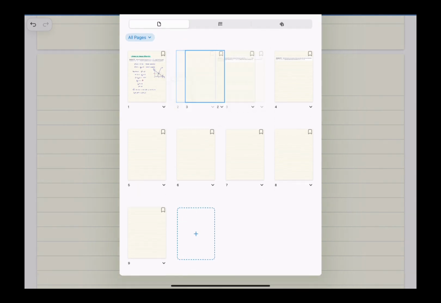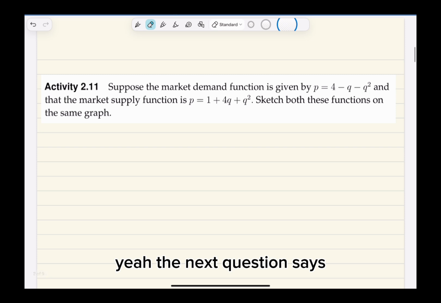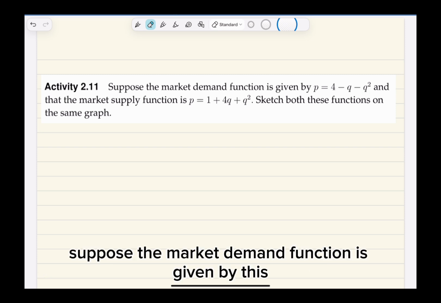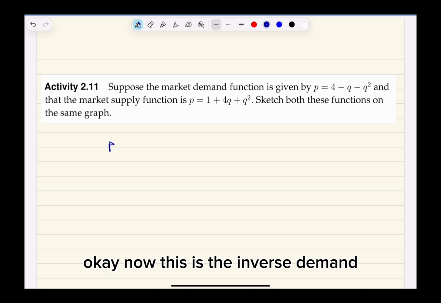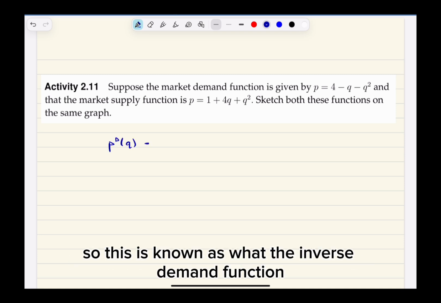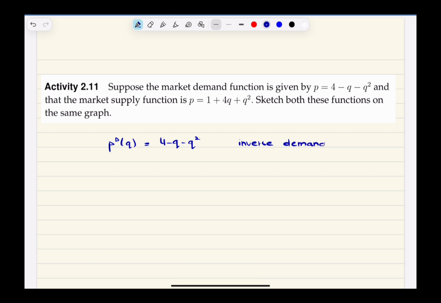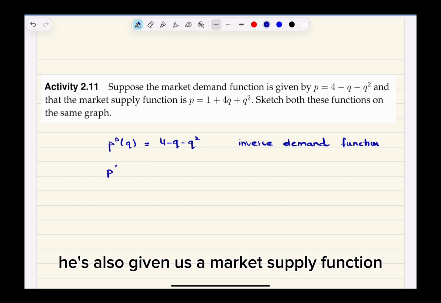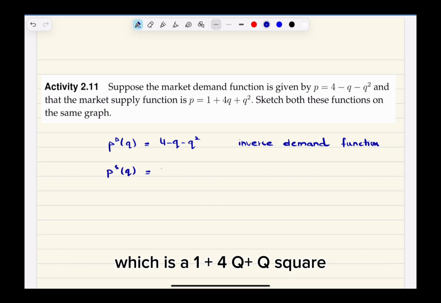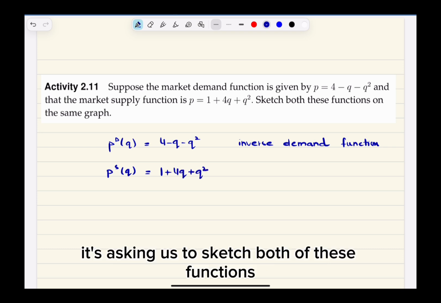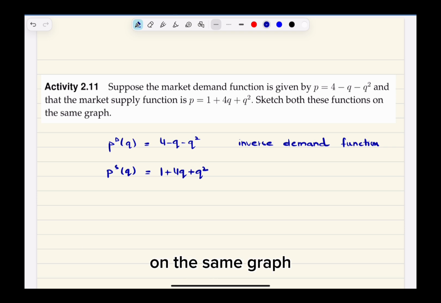Here we go. The next question says, suppose the market demand function is given by this. Now this is the inverse demand, because this is price in terms of quantity. So this is known as the inverse demand function. I'll just write it down so it's easier to remember. And we're also given a market supply function, which is 1 plus 4q plus q squared. Now it's asking us to sketch both of these functions on the same graph.